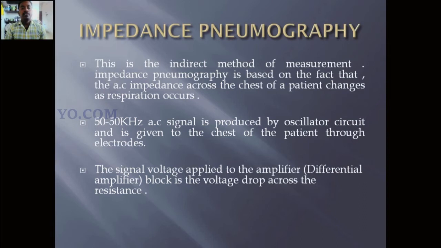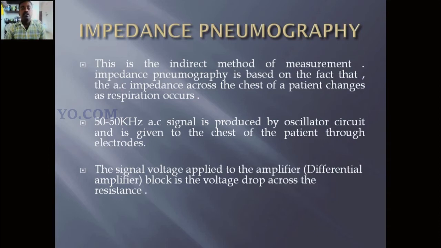Impedance pneumography is based on the fact that the AC impedance across the chest of the patient changes as respiration occurs. What is AC impedance? AC is alternating current. Impedance is resistance plus reactance. So here the reactance is considered, that means a capacitive action is considered, and the frequency involvement is also present.